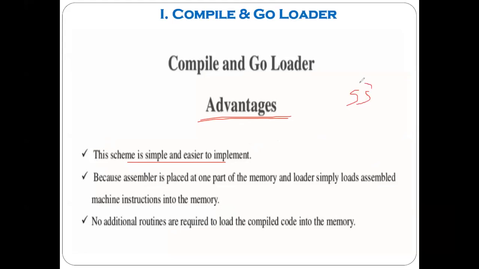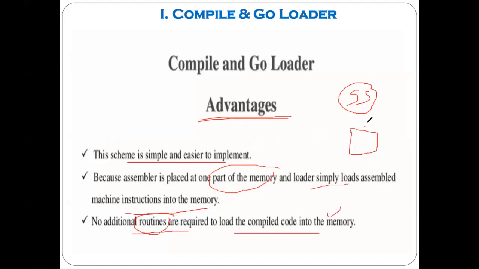Okay, there is no need for extra system software here, because the assembler is placed in one part of the memory, and the loader simply loads the assembled machine instructions into the memory. No additional routines, in the sense that no additional system software is required to load the compiled code into the memory, because the assembler itself is part of our main memory.